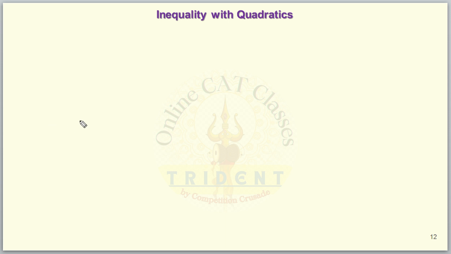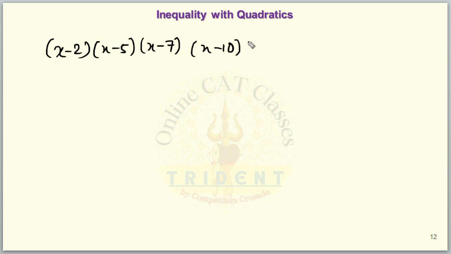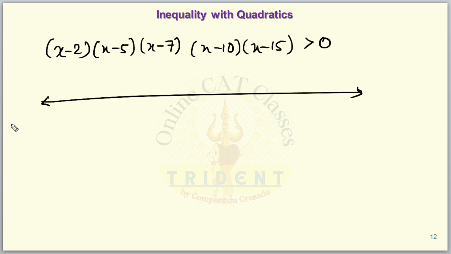What about a higher inequality? Suppose a higher order inequality is given, such that you factorize to get x minus 2, x minus 5, x minus 7, x minus 10, and x minus 15. There is an expression which, when factorized, gives these factors, and the expression has to be greater than 0. So nothing different, we'll do the same idea we have been doing so far. So 2, 5, 7: we will plot the critical points. Positive, negative, positive, positive, negative, positive, negative.